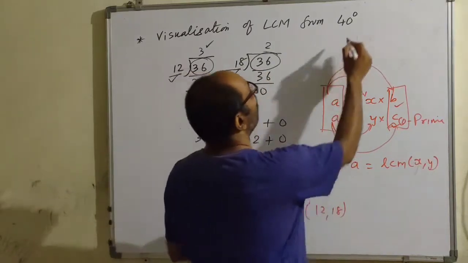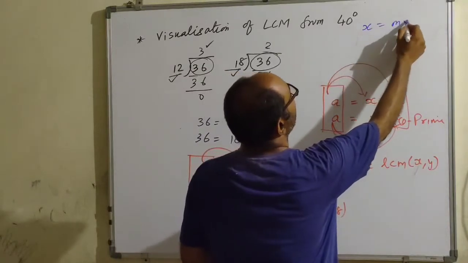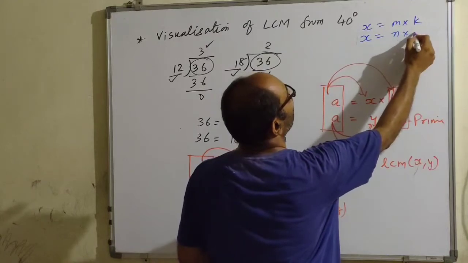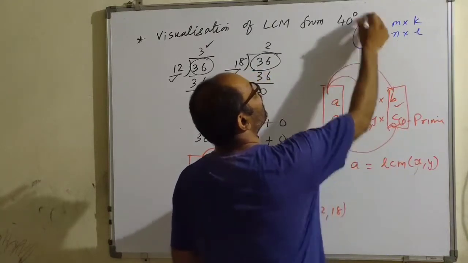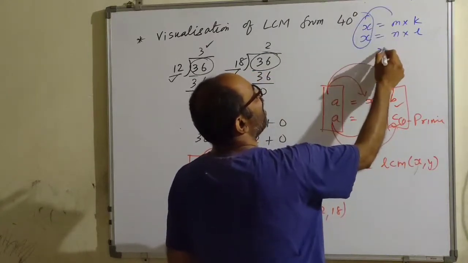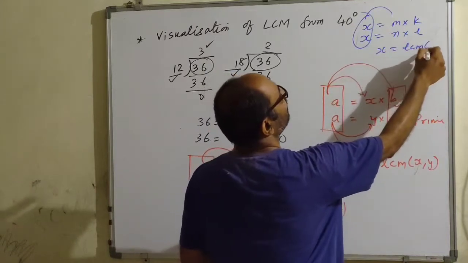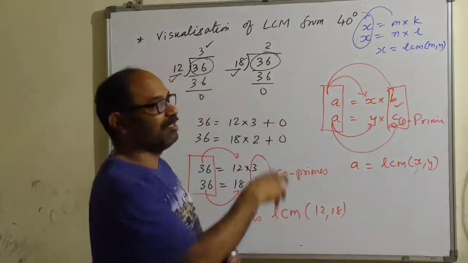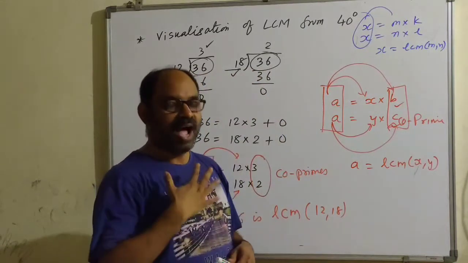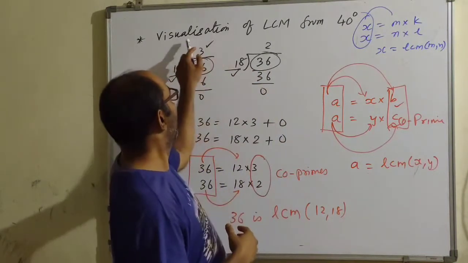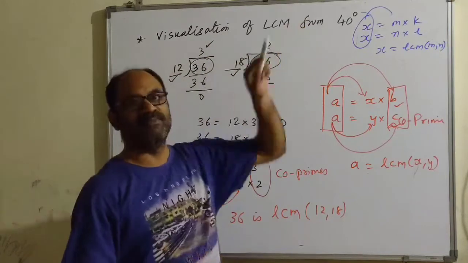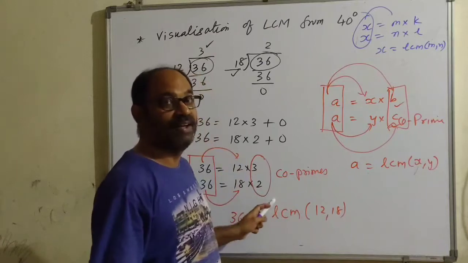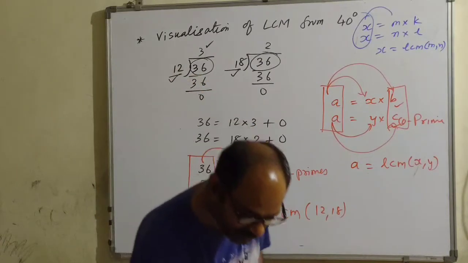Would you like to see one more? X is equal to M into K. X is equal to N into L. What you can say in this situation? X is equal to LCM of M and N. So this concept, I have called it as visualization of LCM from 40 degree. Correct? We'll be using this concept somewhere in the word problem.